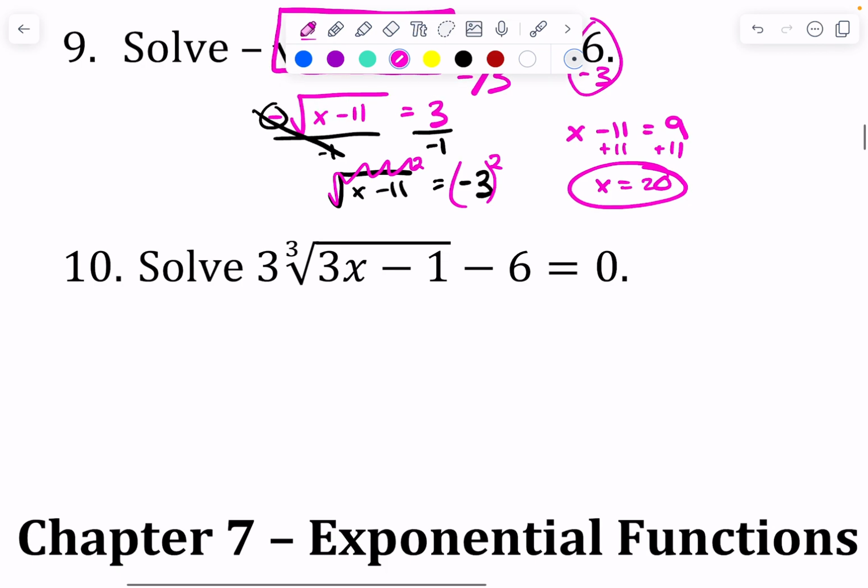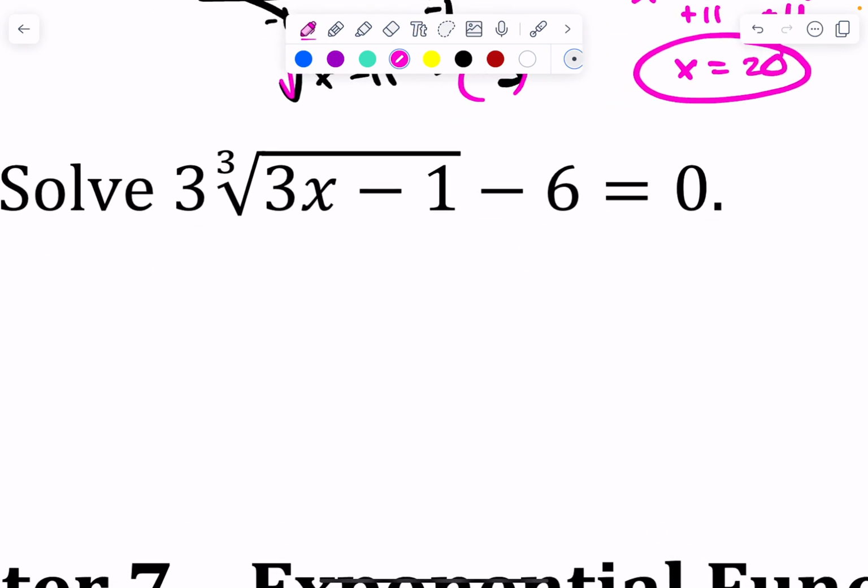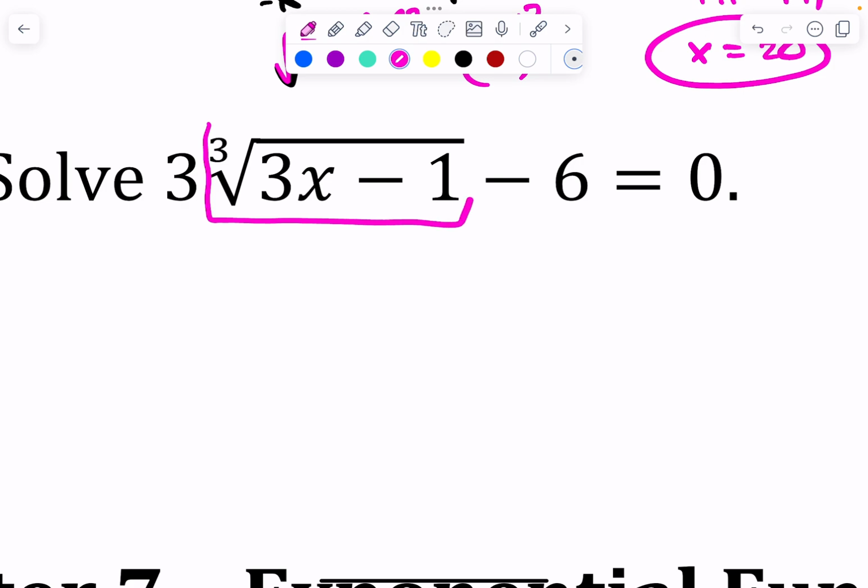All right? Number 10. I want to get the cubic root by itself first.